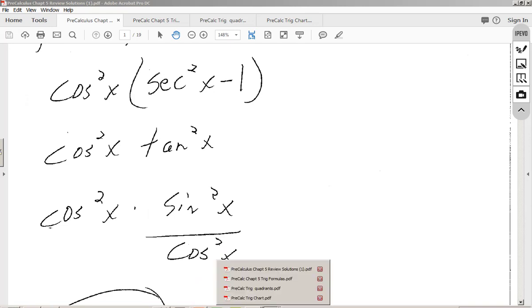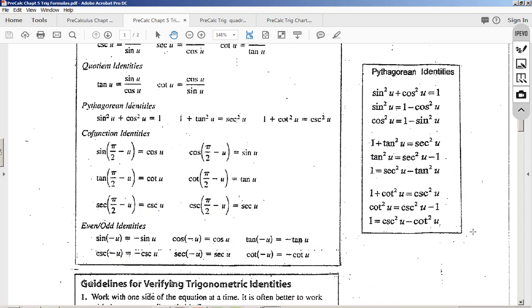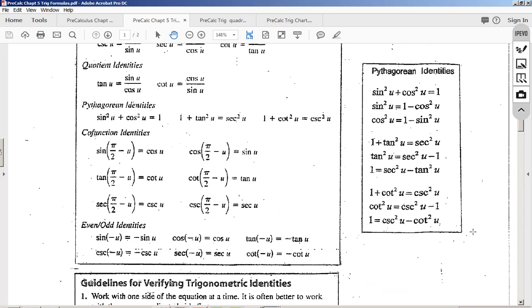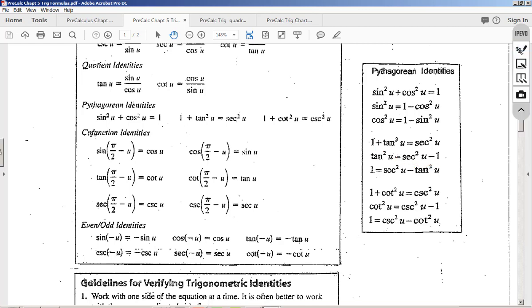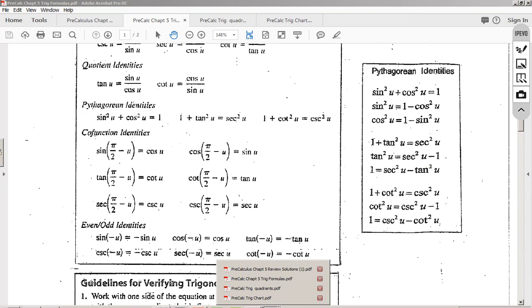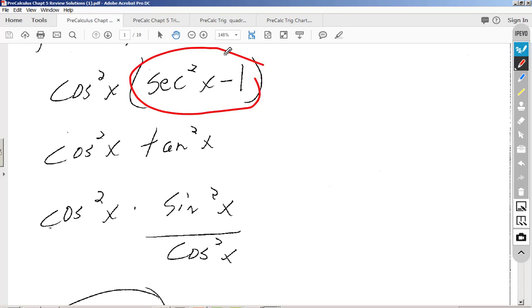So you take your formula sheet and look at our formula sheet right here. And notice that I do have this Pythagorean identity that just says the secant squared of u minus 1 equals the tangent squared of u. So that's going to be my next step. I'm going to go ahead and replace that secant squared of u minus 1 with the tangent squared of u. So going back to our problem, it says that we have the secant squared of x minus 1. According to our formula sheet, that is equal to the tangent squared of x. So I go ahead and replace that.